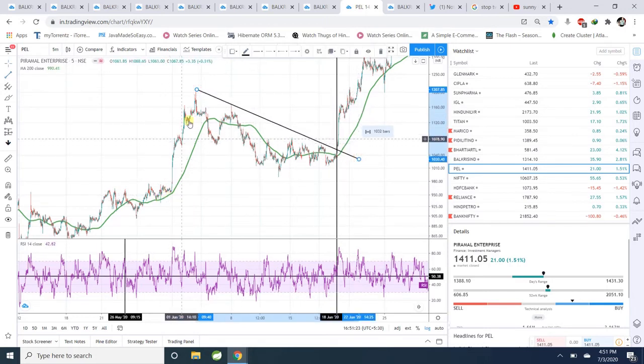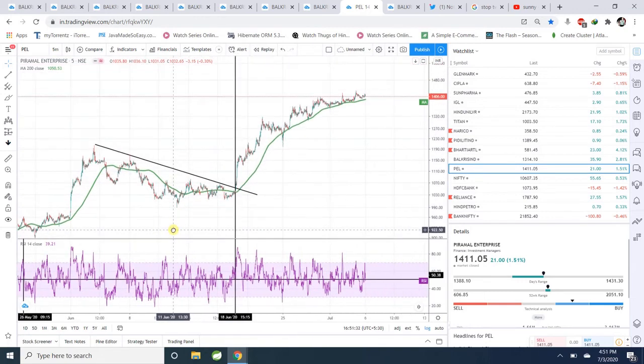Okay, this is the move, this was a consolidation and again a breakout. So again, enter at 1055, and you can see this is continuing along. This is a 200 moving average, and you can ride along this trend. So the point is that you can apply this concept on intraday, on swing trading, and on a positional basis.